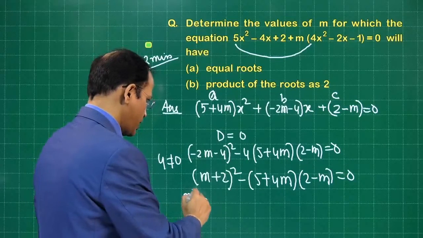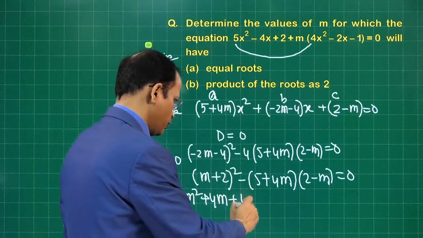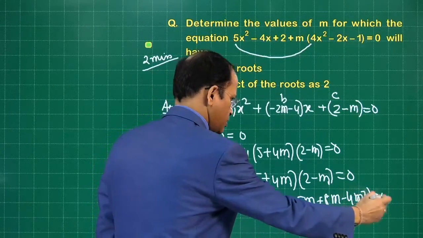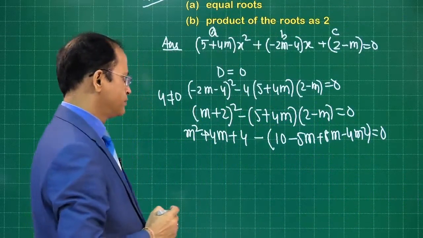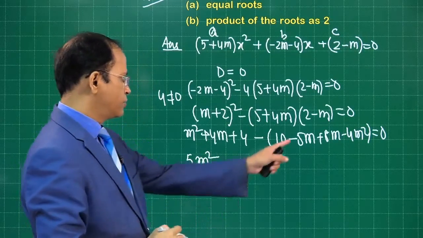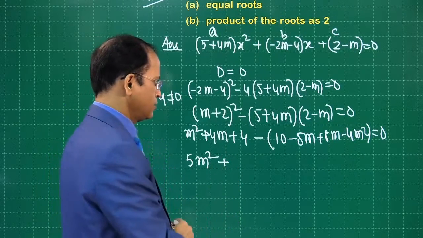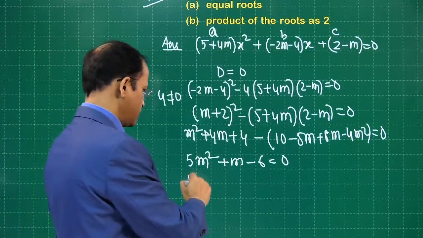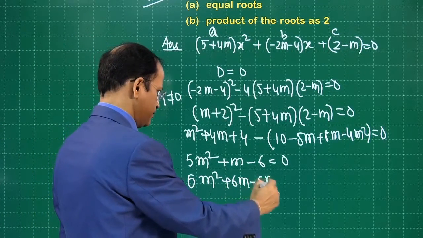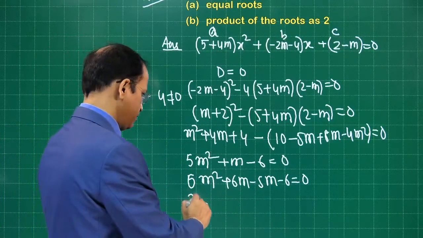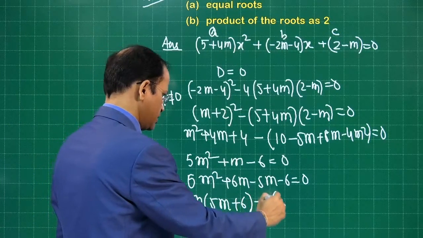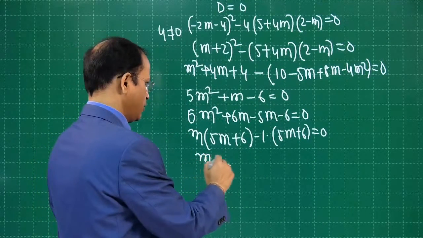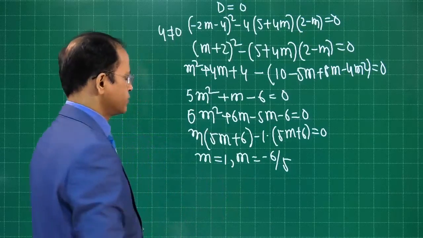Got it? Now this is m² + 4m + 4 − (10 − 5m + 8m − 4m²) is equal to 0. I hope this is okay to everyone. So 5m² is there, this is 3m, so this is coming out to be m, and we are getting −6, which is equal to 0. Or this can be written as 5m² + 6m − 5m − 6 is equal to 0. Or we can write it as m(5m + 6) − 1(5m + 6) is equal to 0. So that means we have m is equal to 1, fine, m is equal to −6/5 also. This is the first one. Got it?